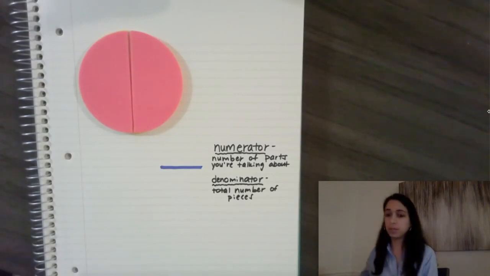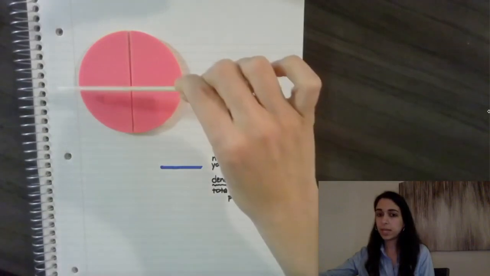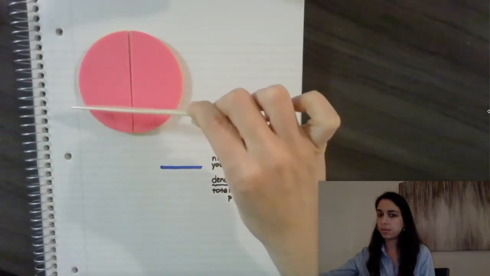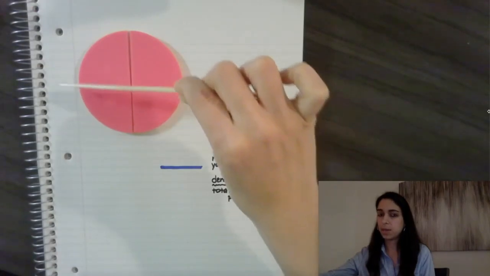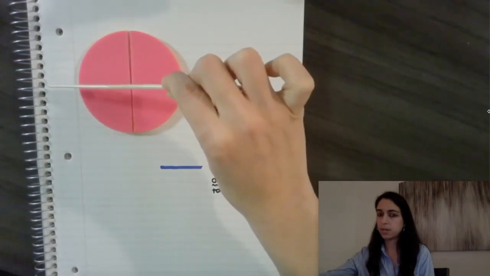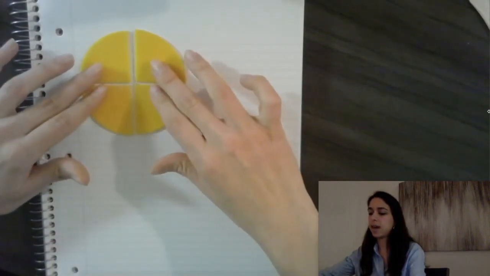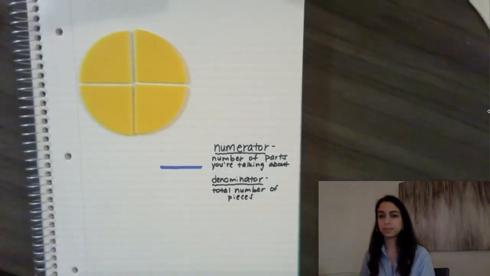And the way we can do this, since we've already cut it into halves, is that we can cut this way. Remember, we don't want to cut down here because that would not be equal pieces. We want to cut down the middle horizontally. Ta-da! Now we have 4ths. These are 4 equal pieces.